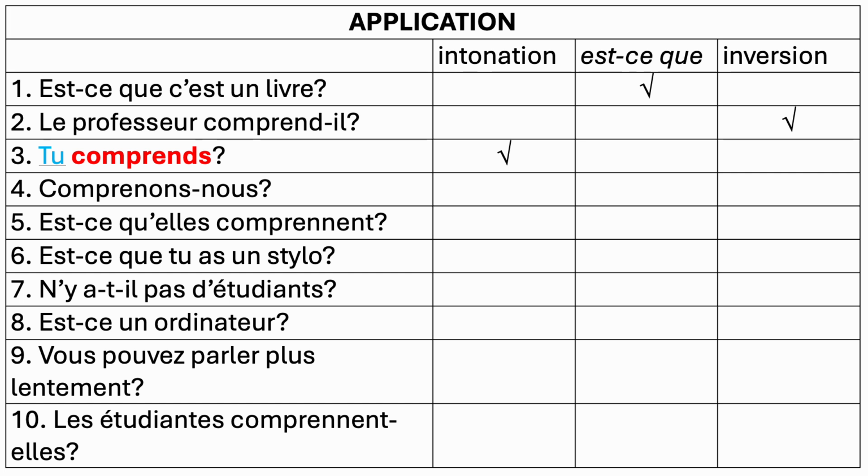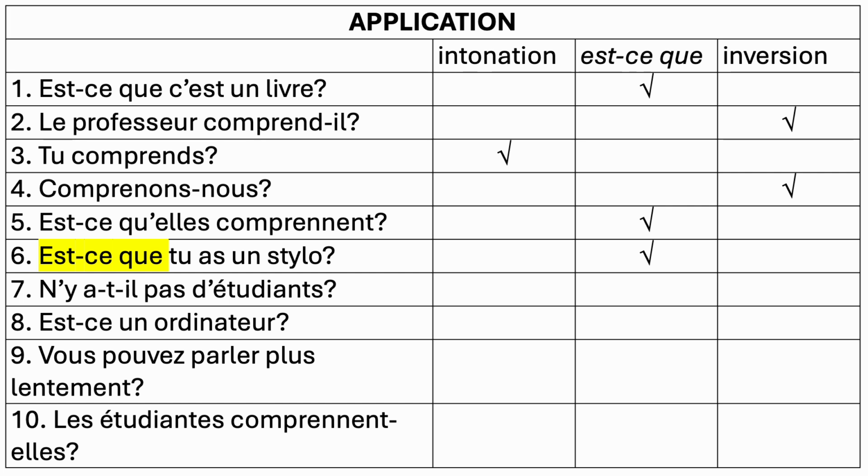4. Repeat after me. Comprenons-nous? This is inversion. The subject pronoun is after the verb. 5. Repeat after me. Est-ce qu'elles comprennent? This is an est-ce que question. You recognize the est-ce que at the beginning of the question. 6. Repeat after me. Est-ce que tu as un stylo? This is also an est-ce que question. You recognize the est-ce que at the beginning of the question.